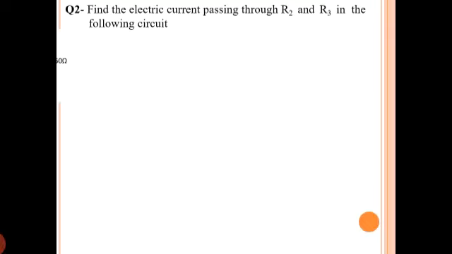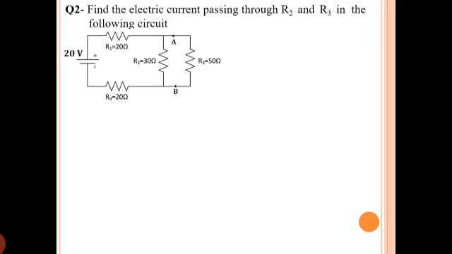Next we have: find the electric current passing through R2 and R3 in the following circuit. Now you can see there are 4 resistors, R1, R2, R3, R4, and a battery of 20 volt is connected, and we have to find how much current will flow through R2 and R3. You can see R2 and R3 are in parallel because they have common terminals on either side, that is points A and B.